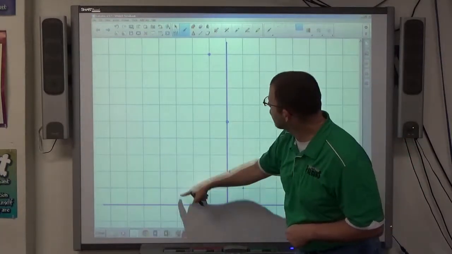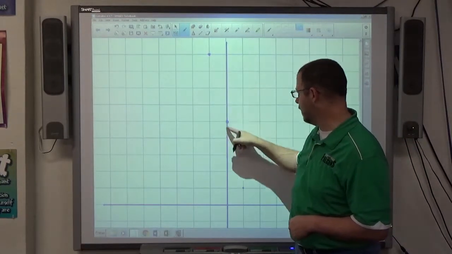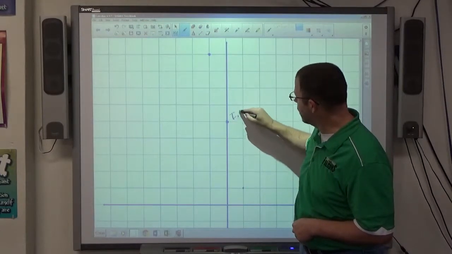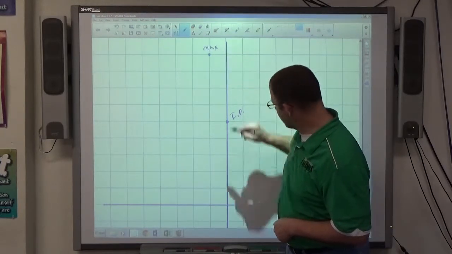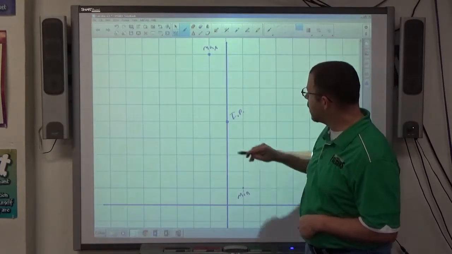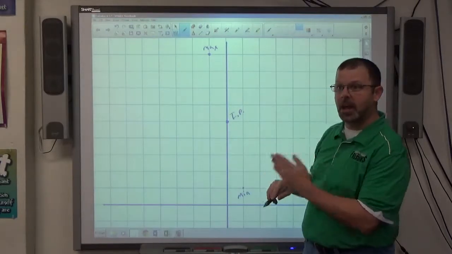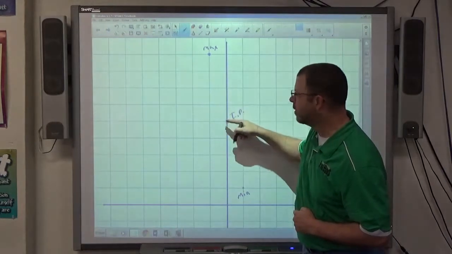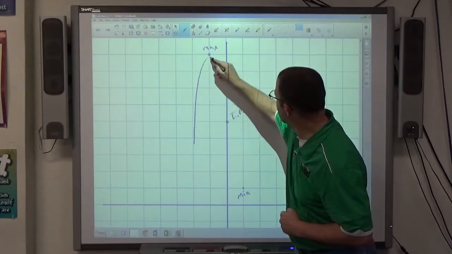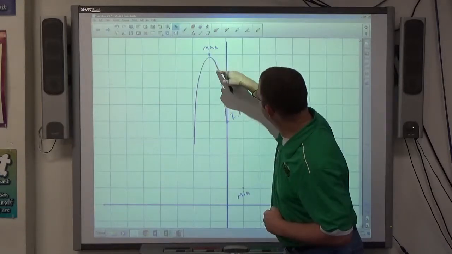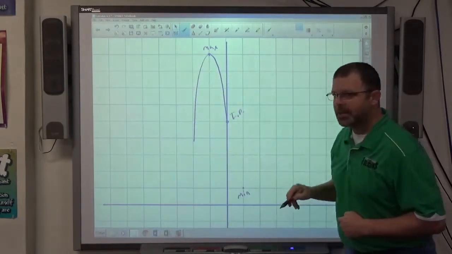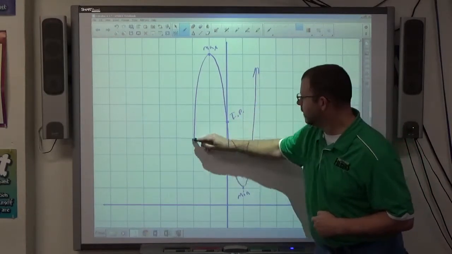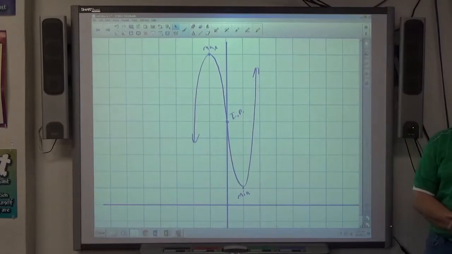The graph increases to here, turns around, decreases to there, turns around, increases to there, right? This is an inflection point, this is a local max, this is the local minimum, right? And if I were to connect the dots with the proper concavity, concave down, concave up, it's concave down from negative infinity to here, so I'm going to make it go like this. And it's concave up from here to infinity, so it's going to look like that. My guess is that's pretty much what the graph looks like.